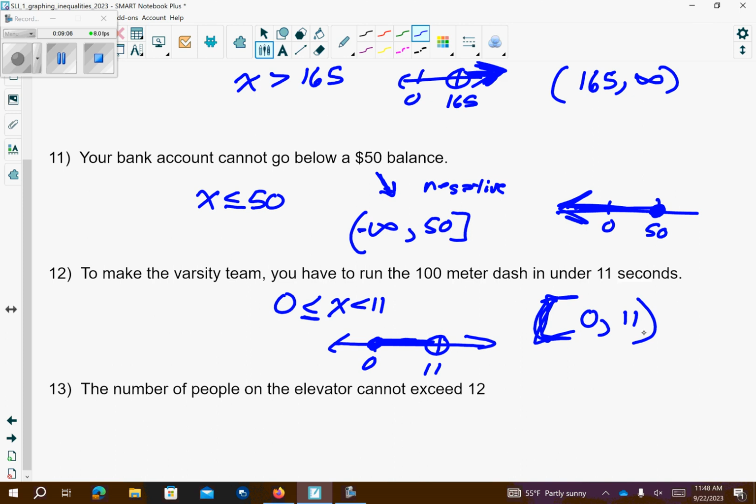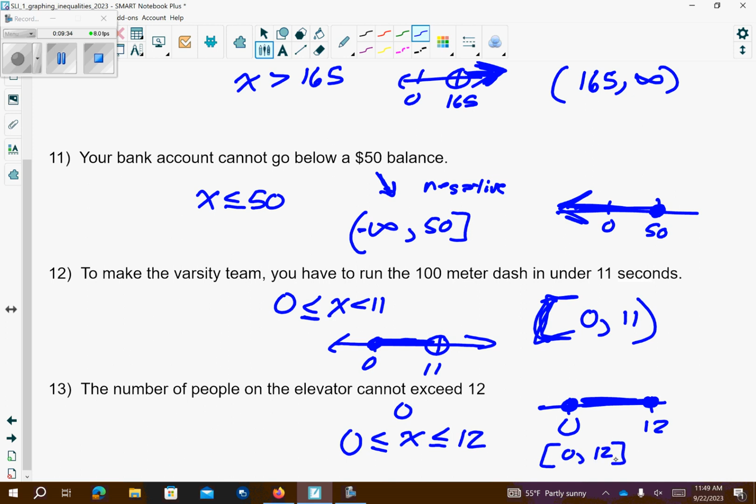The number of people on an elevator cannot exceed 12. Well, again, we can have 0 people on an elevator. So let's think about that. And it can't exceed 12, so it can't be above 12. So on our number line, it's going to look like this. Solid dots on each, shade in between them. And the interval notation would be square bracket 0 to 12 square bracket. And ask me if you have more questions about that.